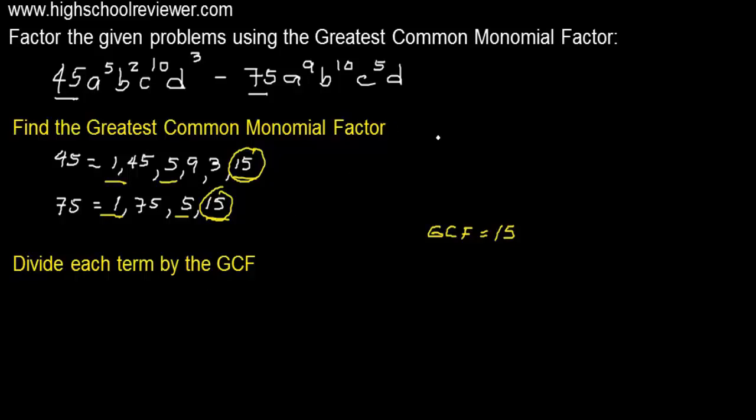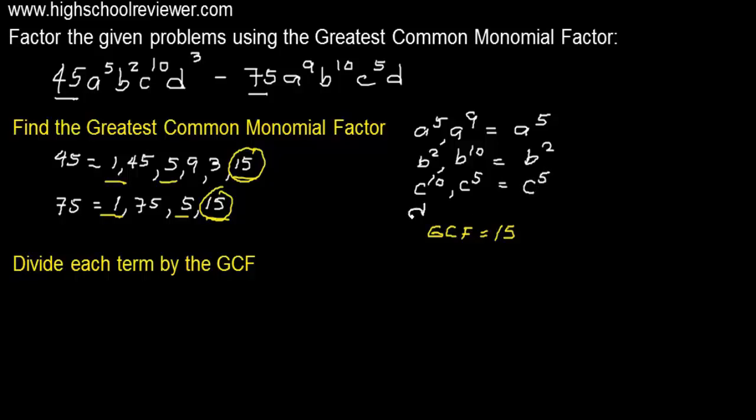Let us start with a. So we have here a raised to 5, and then we also have a raised to 9. So the greatest common factor between a raised to 5 and a raised to 9 is the one with the lowest exponent, and that is a raised to 5. How about for b? We have b raised to 2 and b raised to 10. And the greatest common factor will be b raised to 2. How about for c? For c, we have c raised to 10 and c raised to 5, and it will be c raised to 5.